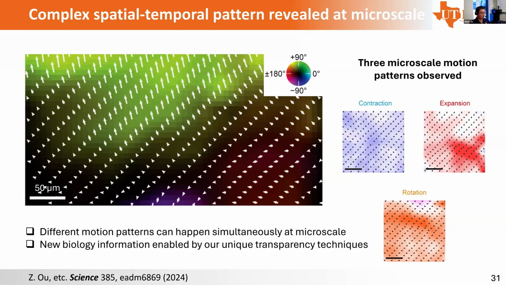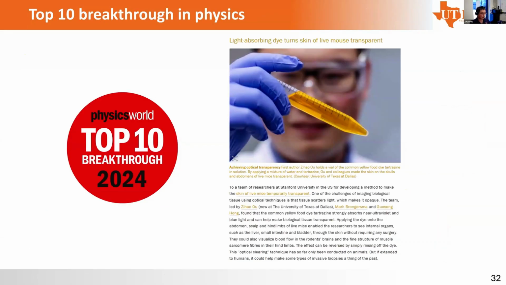A little bit more about this work. Since it was published at the end of last year, it was ranked as a top 10 breakthrough in physics in 2024. And you can see this is me. I'm holding a dye solution, and this is food dye directly extracted from the snacks, which I mentioned at the very beginning.